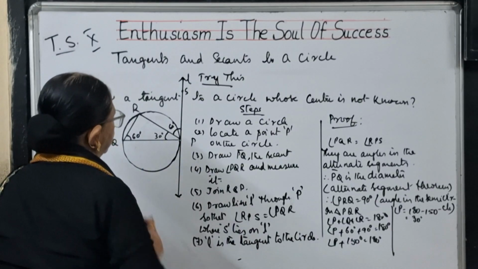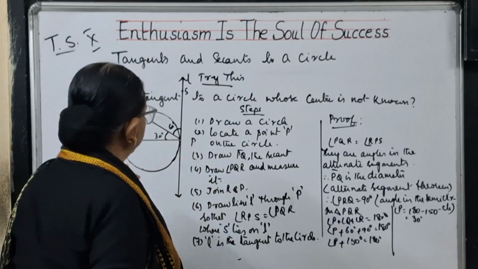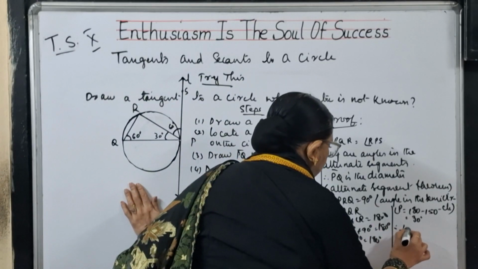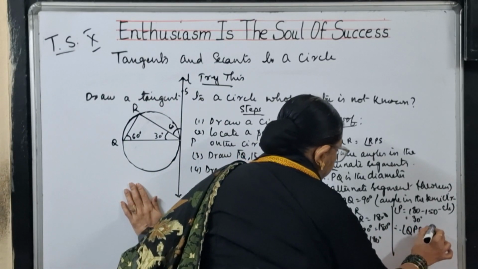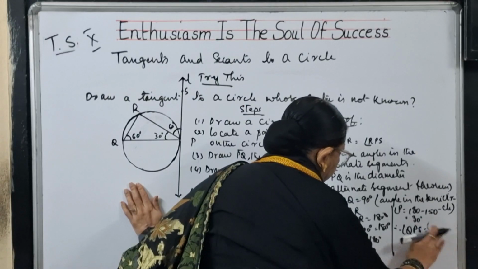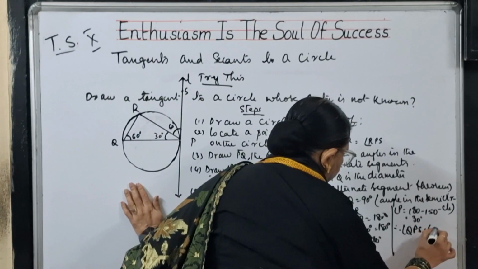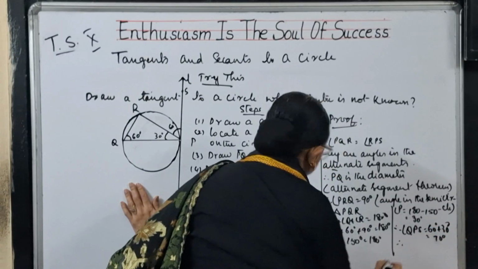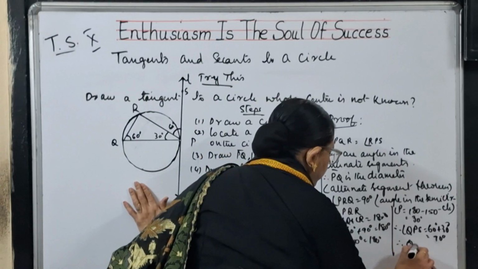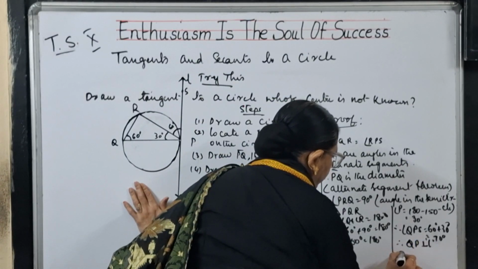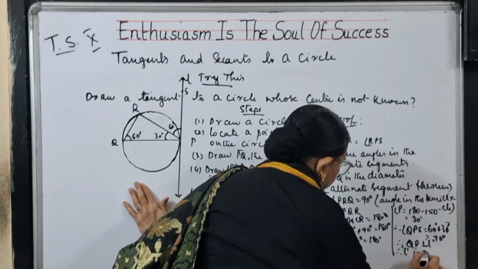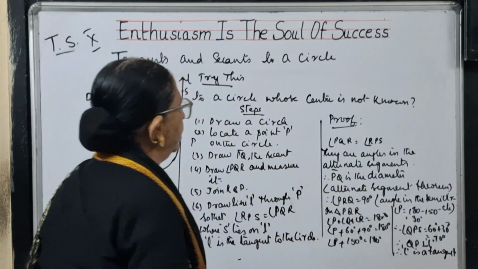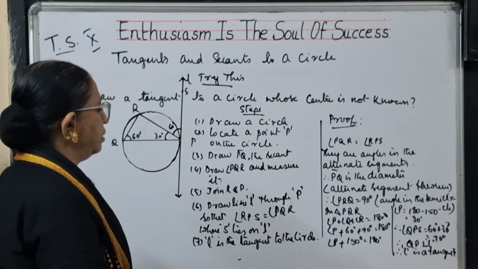If this angle is 30 degrees, we will be saying that 60 plus 30 is 90 degrees, isn't it? Therefore, angle QPS is equal to 60 plus 30, 90 degrees. Therefore, QP is perpendicular to line L. Therefore, L is a tangent. So, in this way, you can prove, children.